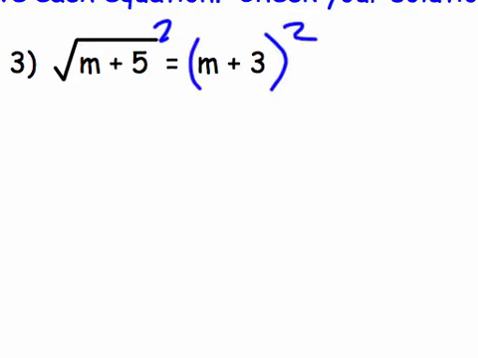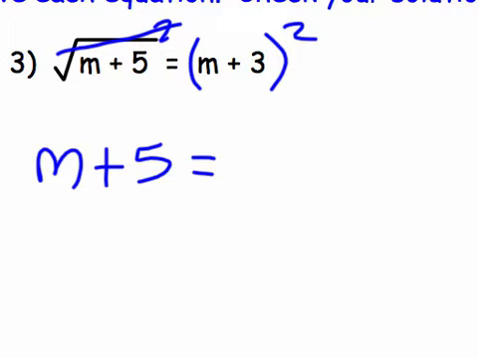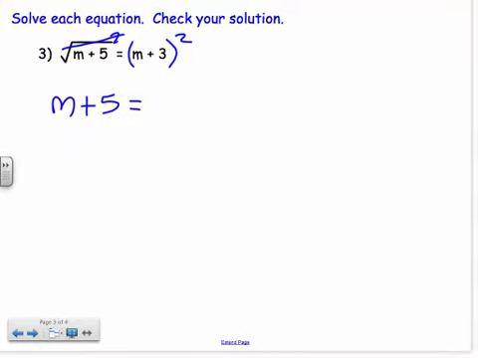Okay, well, the left side's easy because the square root and the square cancel each other. I'm left with m plus 5. Well, over here I have m plus 3 squared. And like I said before, it's just not m squared plus 3 squared. That does not work. You can't do that. If I want to write this out, I can do m plus 3 times m plus 3, because that's what squaring means, something times itself, and go through the entire FOIL, right?